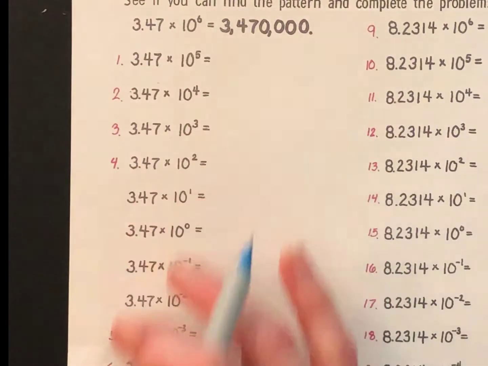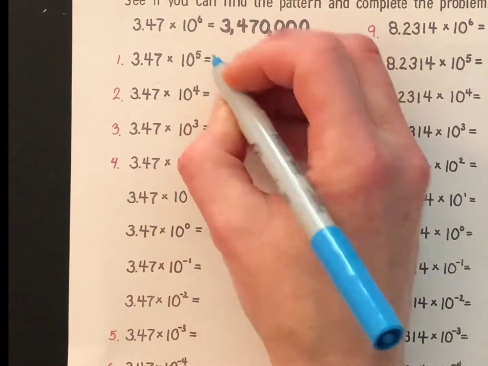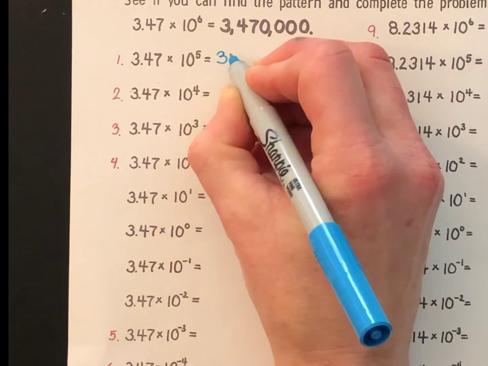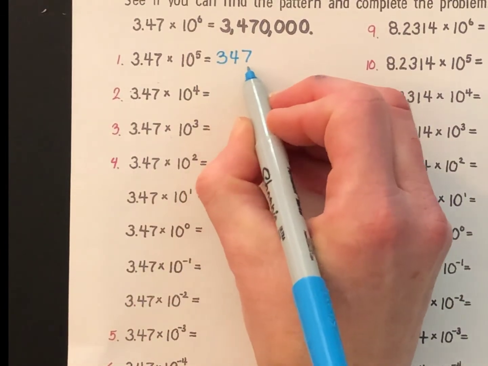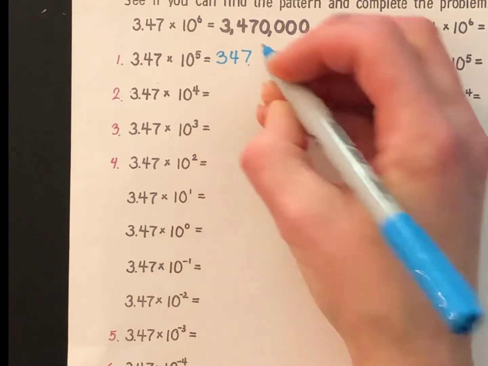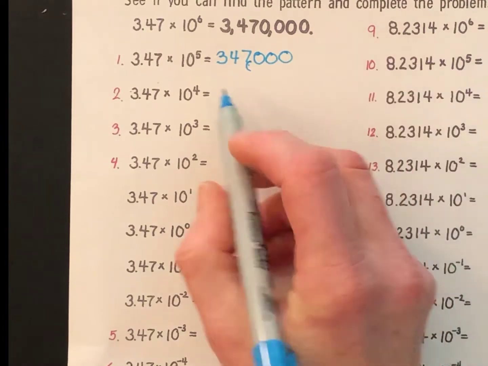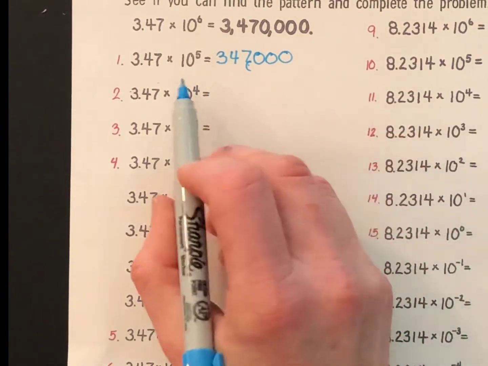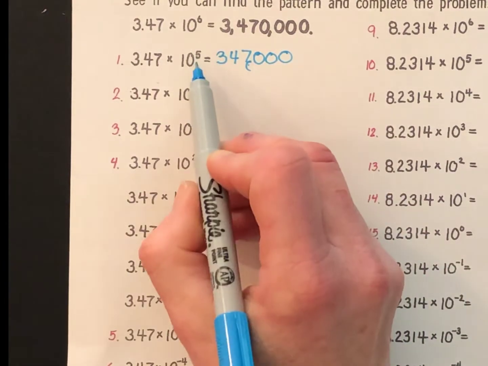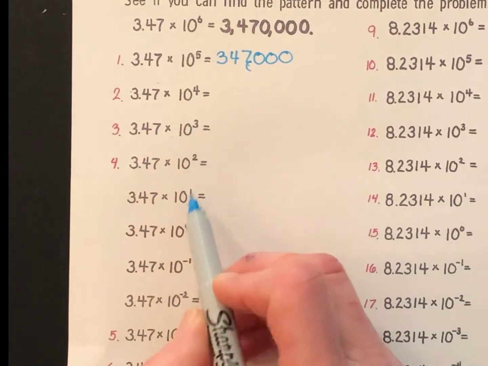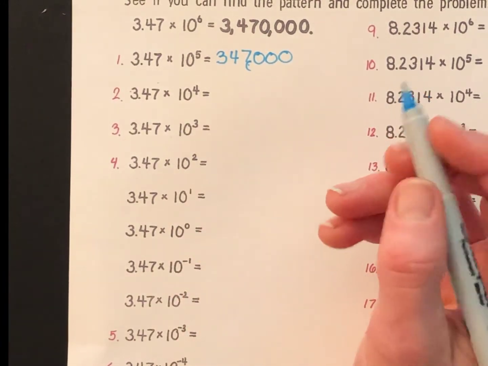They're all 3.47. This is times 10 to the 5th. So 347, 10 to the 5th. So that's 1, 2, and now I'll add zeros: 3, 4, 5. 347,000. Notice this has one less zero than that. Each one of these exponents gets smaller by 1, so each time I'll have one fewer zero.